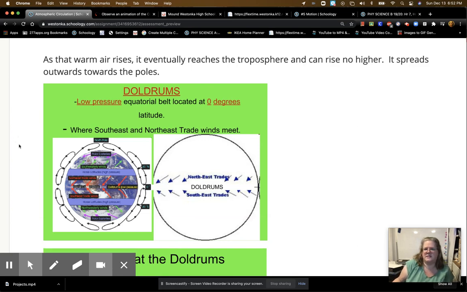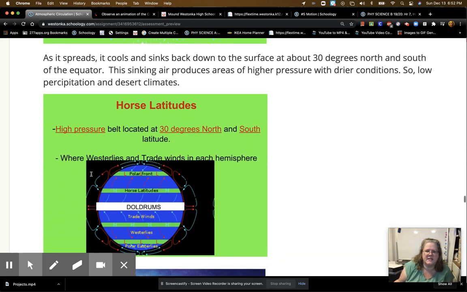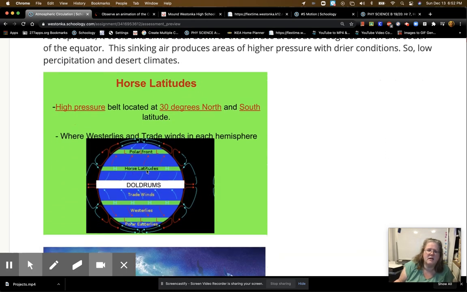So as warm air rises, it eventually reaches the troposphere and really can't rise that much higher, and it spreads outwards towards the poles, and that is our convection currents. Again, that creates the doldrums with rising air. Horse latitudes are where we have the sinking air.